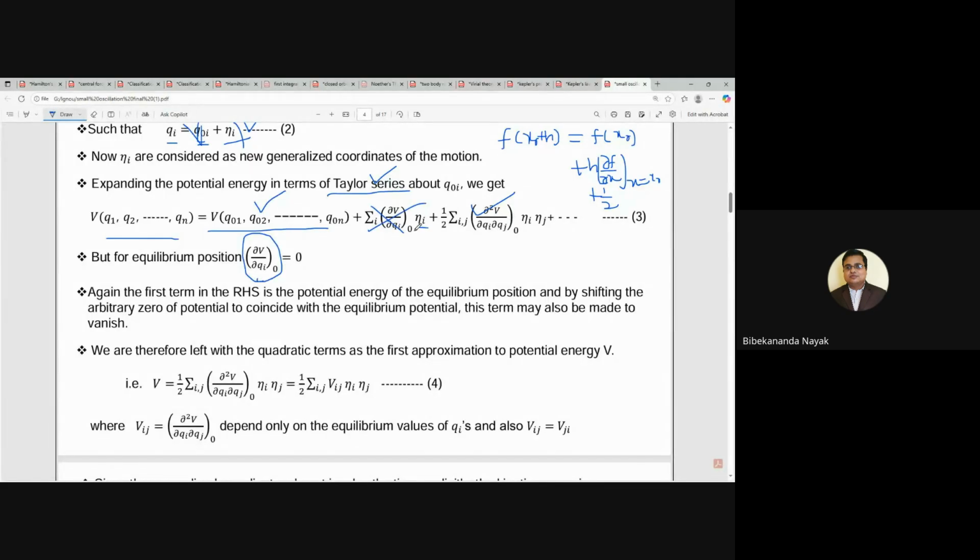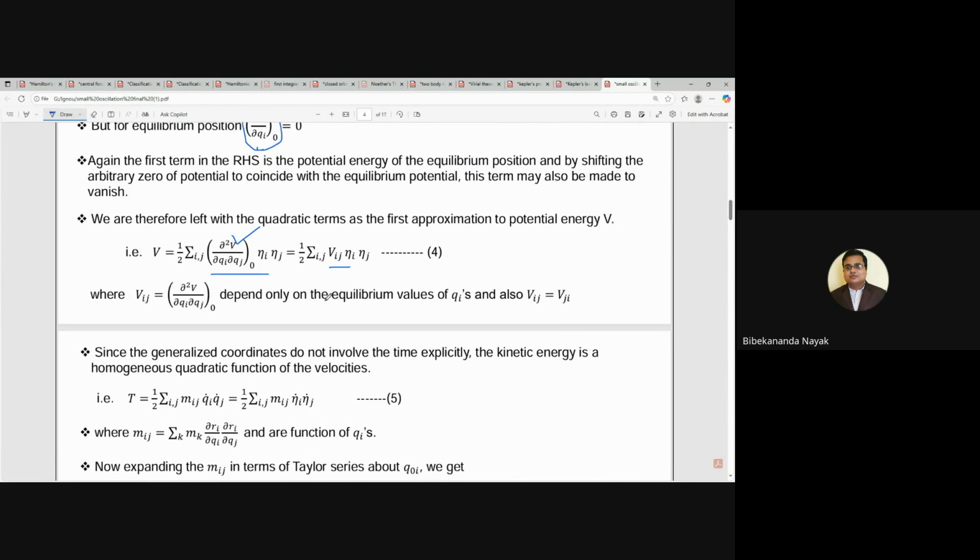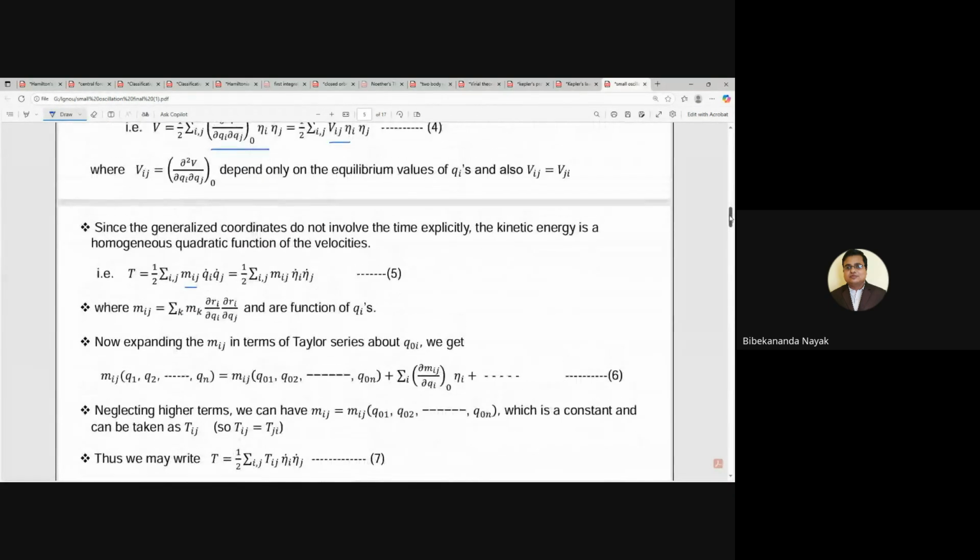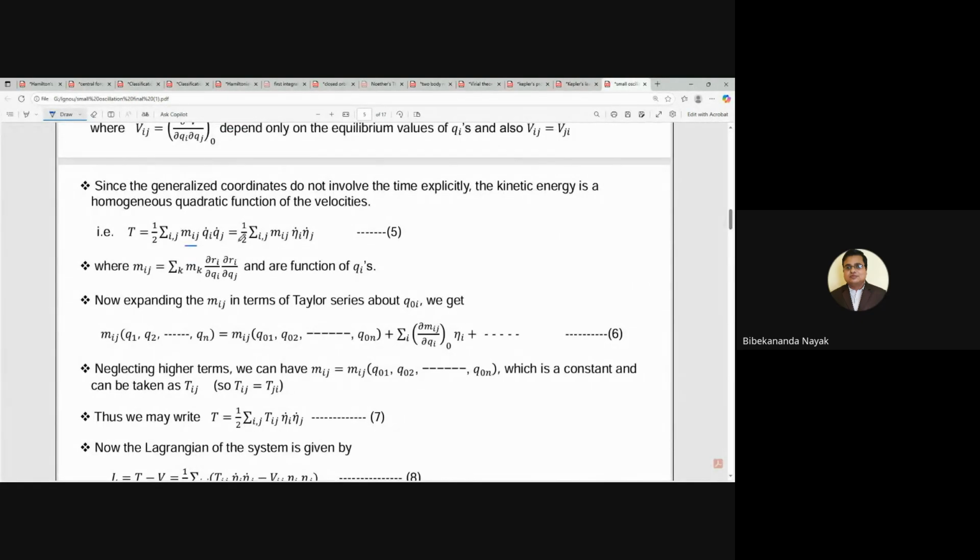Now we can simplify it. If we assume, like a simple pendulum, that the equilibrium potential is 0, then we can write the potential as a quadratic function, the double derivative of the position coordinate. Let's assume it Vij, so half Vij eta i eta j. Similarly, you can also write kinetic energy. Kinetic energy is mass into velocity square, so I can write mass as Mij Qi dot Qj dot, or take it Tij: half Tij eta i dot eta j dot.